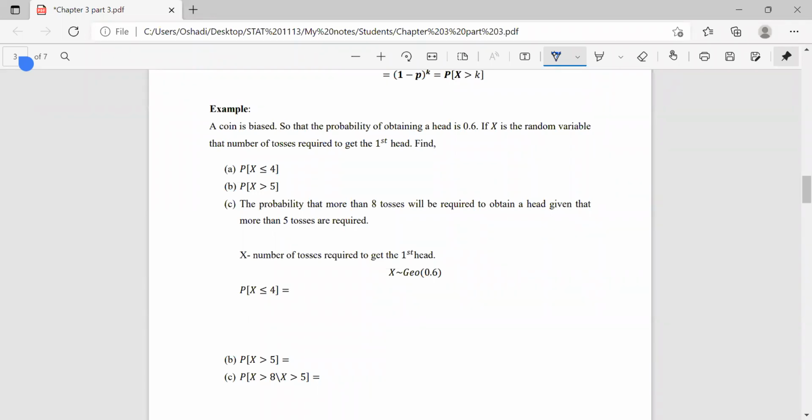Just try the example. Take time and try.